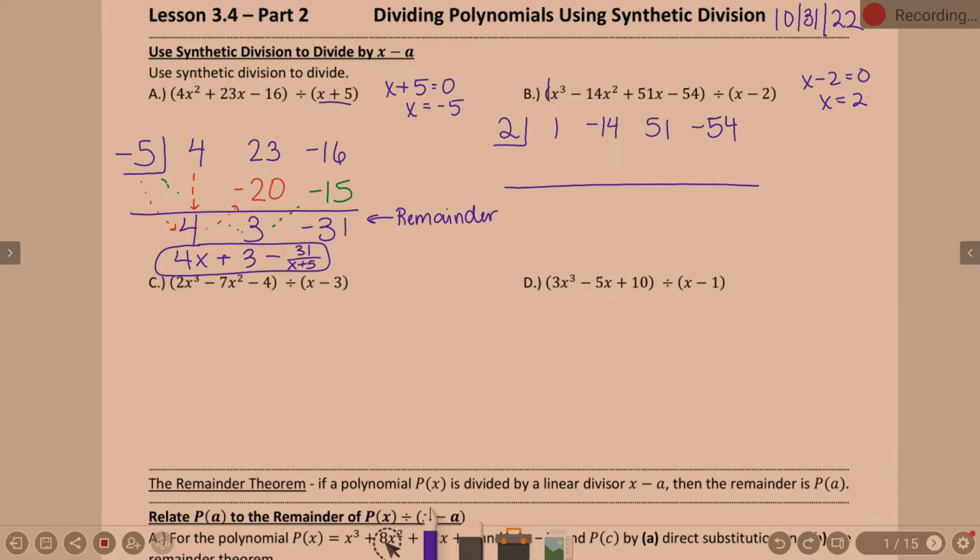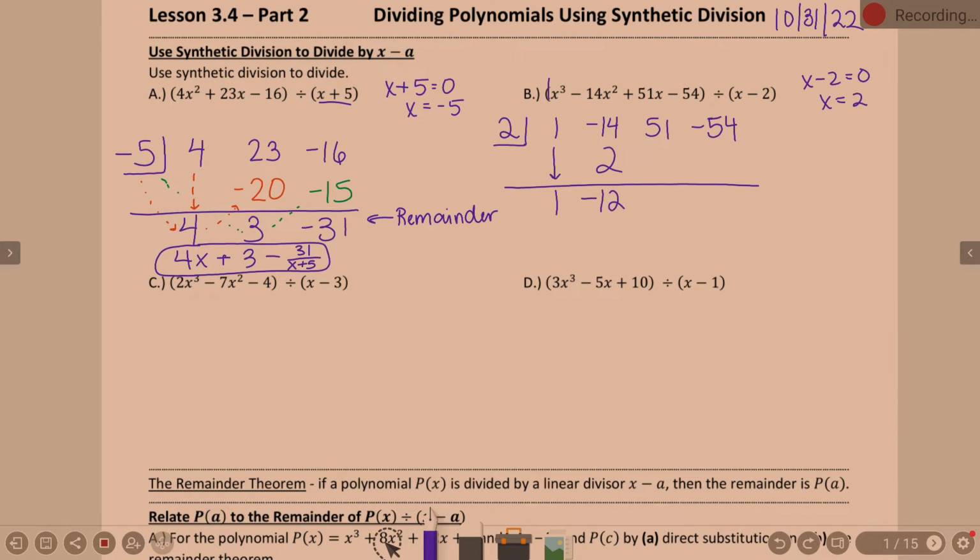Okay, first step is what? Drop down that first number. Bring it down. It's just a 1. And then we start our multiplying step, right? Multiply, add, multiply, add. So, the 2 in the box times the 1 down here. What is 2 times 1? 2. And where am I putting that 2? In that next open spot, which is under the negative 14. What do I do with negative 14 and 2? You add. What is negative 14 plus 2? Negative 12.